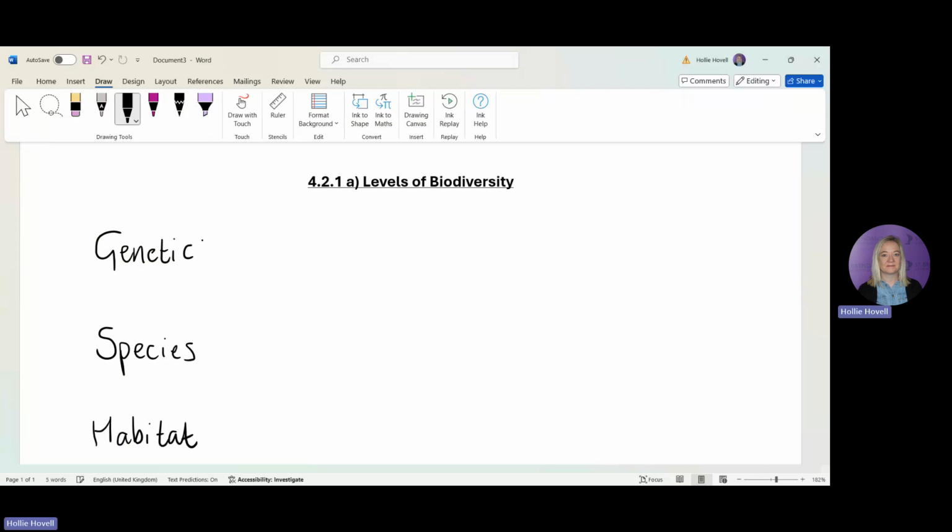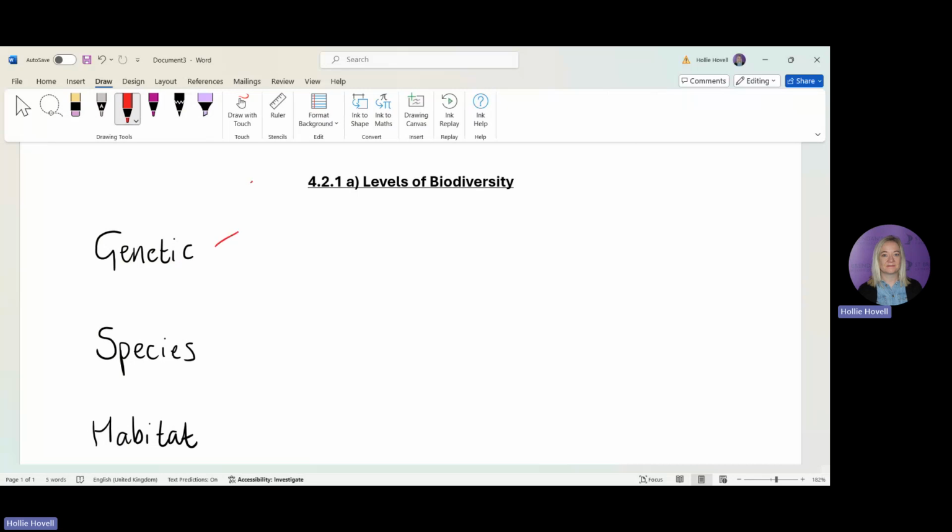So you need to know that there are 3 levels of biodiversity, first of all. Genetic biodiversity is about the genes. Remember that a gene is a section of DNA that codes for one protein. Sometimes we have different versions of a gene, which are called alleles. So an allele is a version of a gene. Genetic diversity means the different genetics or the different alleles that we've got within one species.